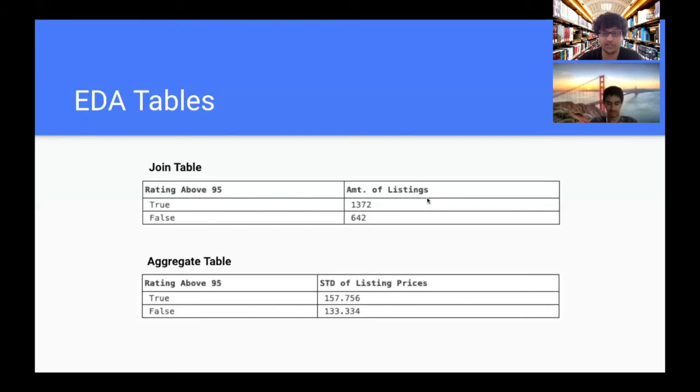Our join table shows us the amount of listings that have an overall rating above 95 and not above 95. This shows us the distribution of the data. Our aggregated table shows us the standard deviation of listing prices that have an overall rating above 95 and not above 95. This shows us the spread of the data. We can also see that predicting prices with a linear regression model will be less accurate for listings with an overall rating of above 95 as the standard deviation is greater.